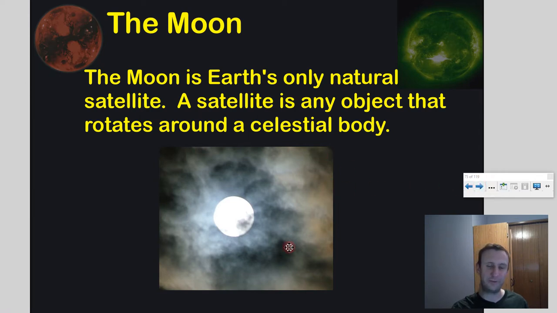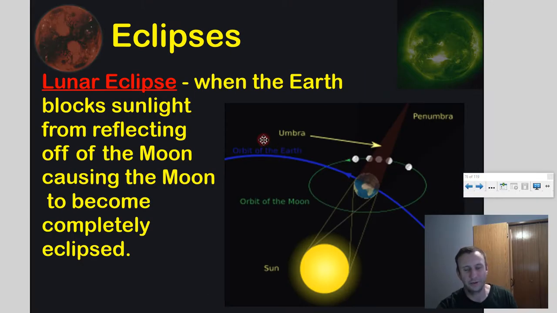Let's talk a little bit about natural satellites known as moons, and specifically our moon. So we're just going through different objects in our solar system. The moon is Earth's only natural satellite. A satellite is any object that rotates around a celestial body, like a planet. A lunar eclipse occurs when the Earth blocks sunlight from reflecting off of the moon. So a lunar eclipse means that the moon, lunar, is getting eclipsed. So Earth goes between the Sun and the moon, and as a result, the moon is blocked out. It's completely eclipsed, and it's dark. You're not seeing any reflection off of its surface from the sun.